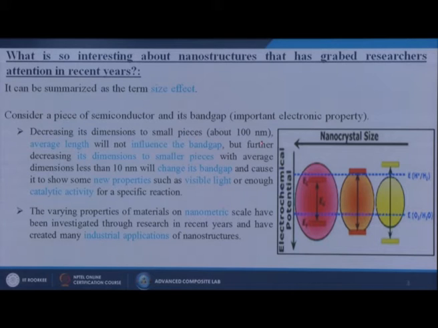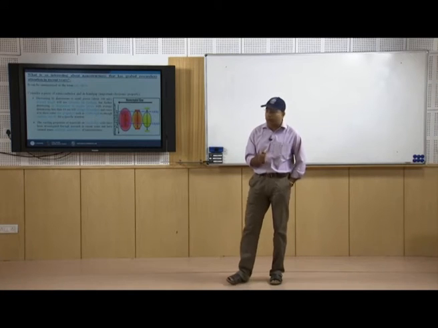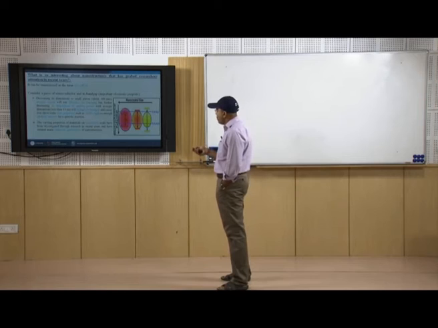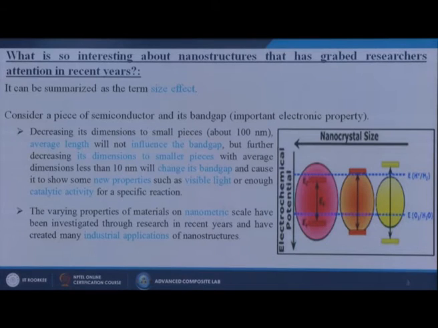Next, decreasing its dimension to small pieces of about 100 nanometer average length will not influence the band gap, but further decreasing its dimensions to smaller pieces with average dimension less than 10 nanometer will change its band gap and cause it to show some new properties, such as visible light or enough catalytic activities for specific reactions. So, from this sentence you can understand that when we decrease the size of the particles from 100 nanometer to 10 nanometer, some hidden properties of this material come out, like showing visible light or enough catalytic activity when the material size is around 10 nanometer.